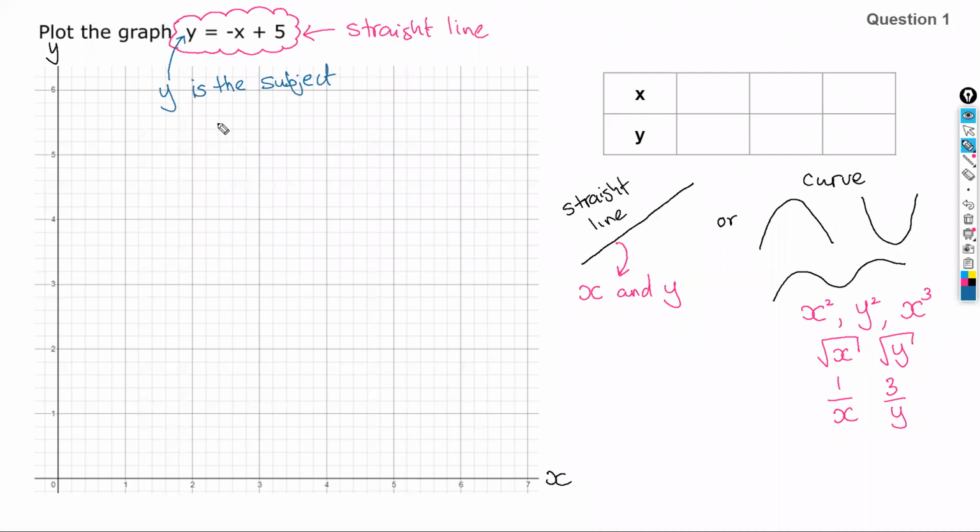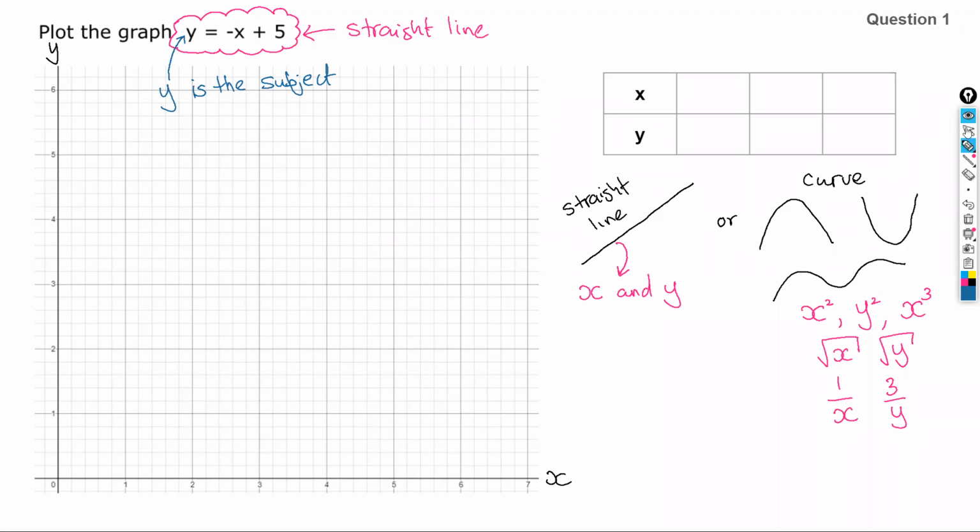What do I mean by Y must be the subject? It means that at the point of trying to draw the graph, Y must be on one side by himself, and everybody else must be on the other side. So this first question today has no tricks. Y is the subject, and everybody else is on the other side.